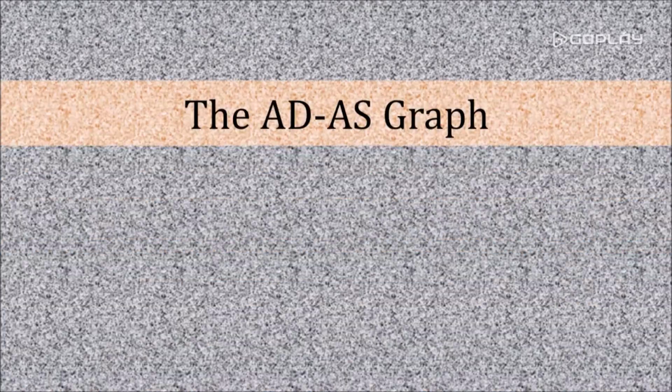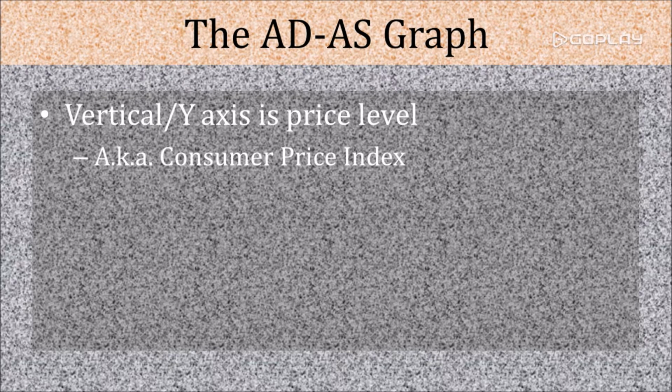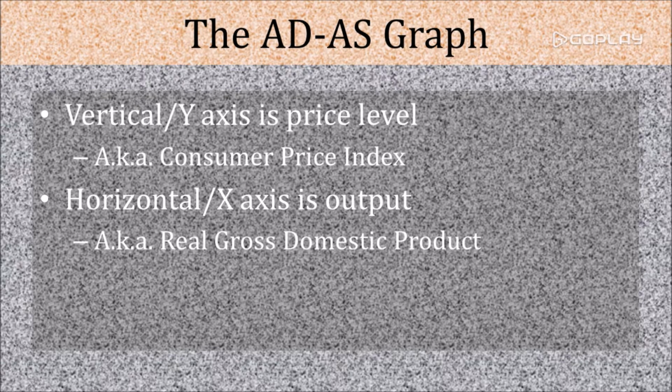The aggregate demand, aggregate supply graph has price level as the vertical or y-axis. Price level here refers to the consumer price index. On the other hand, the output variable forms the horizontal or x-axis. The terms output and real GDP are used interchangeably here. Note that it is real GDP and not nominal GDP because we want to study changes in output produced here.